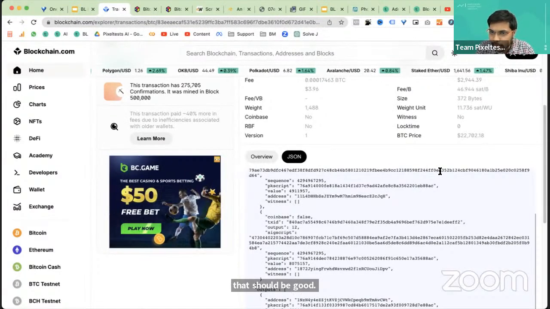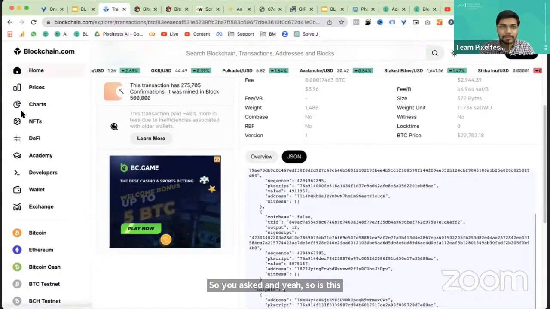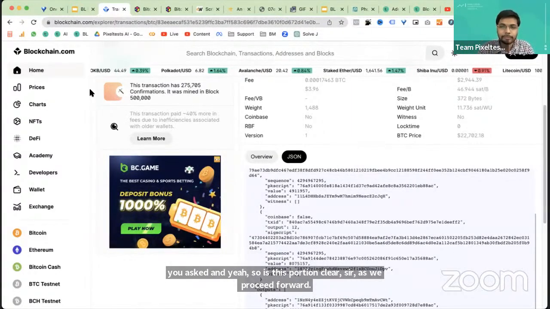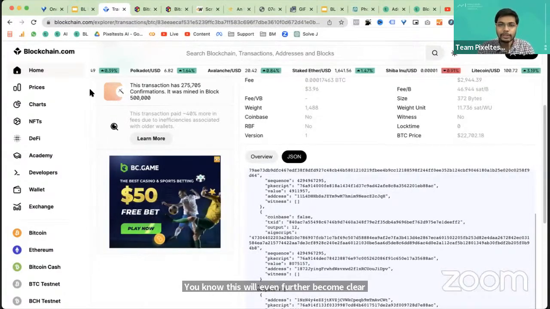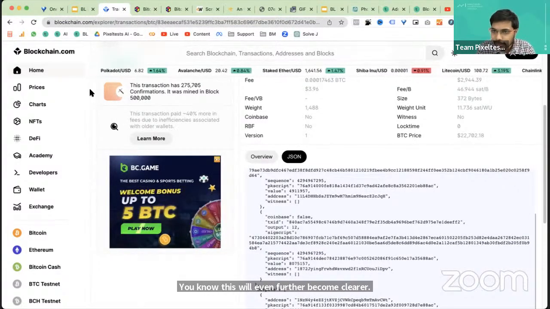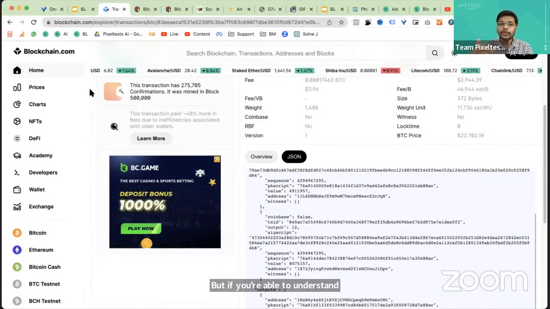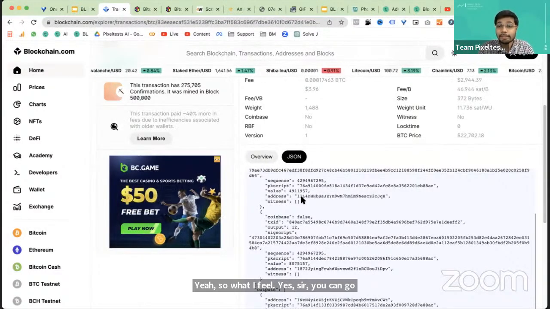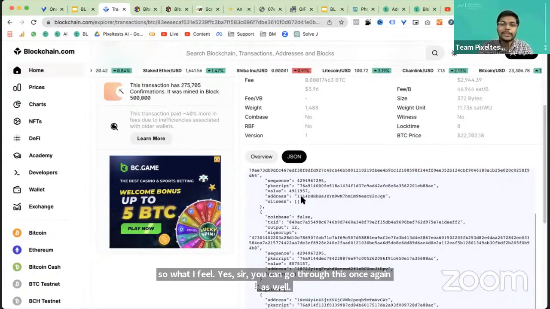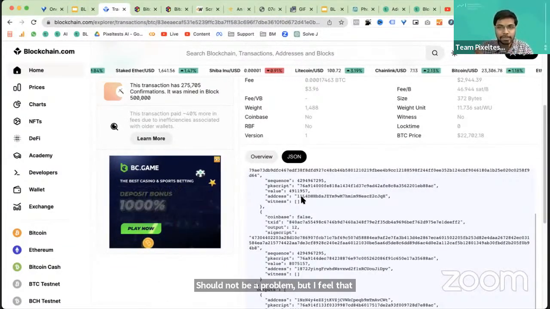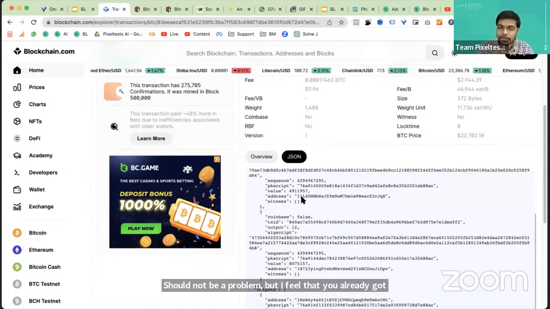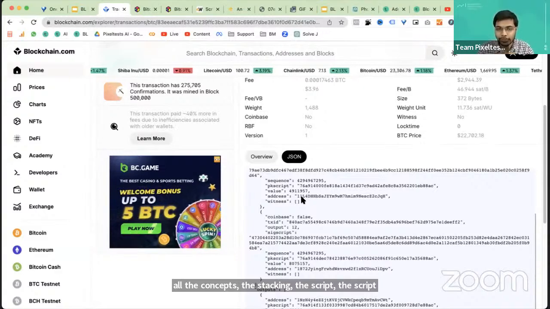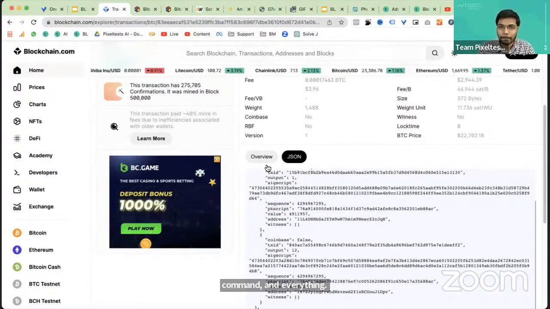So you asked another question. Yeah. So is this portion clear, sir? As we proceed forward, this will become even clearer. Yes, sir, you can go through this once again as well. It should not be a problem. But I feel that you already got all the concepts, the stacking, the script commands and everything. So I think you're good there.